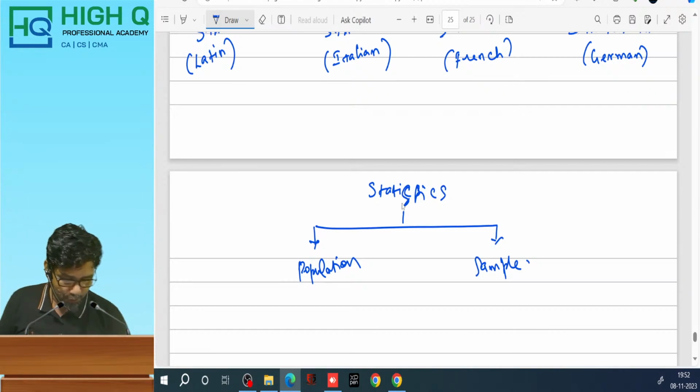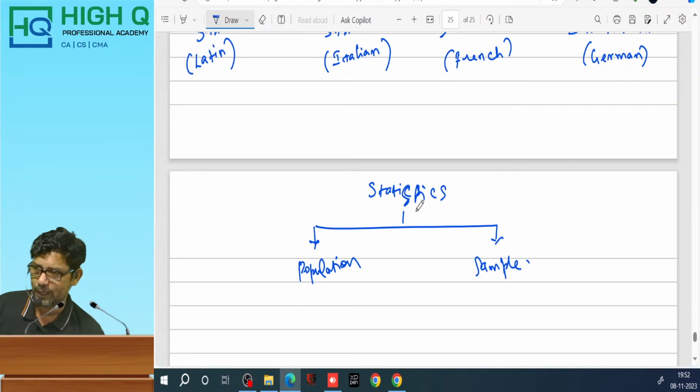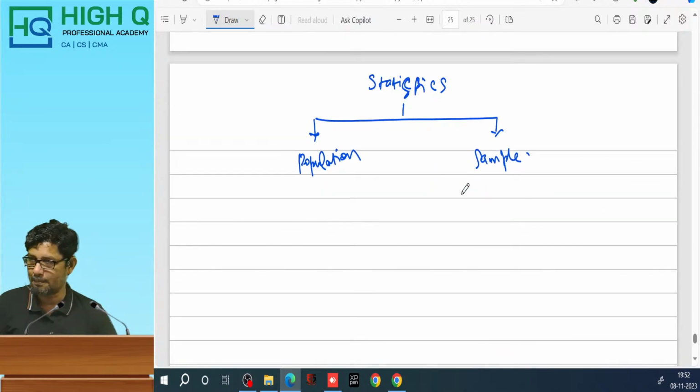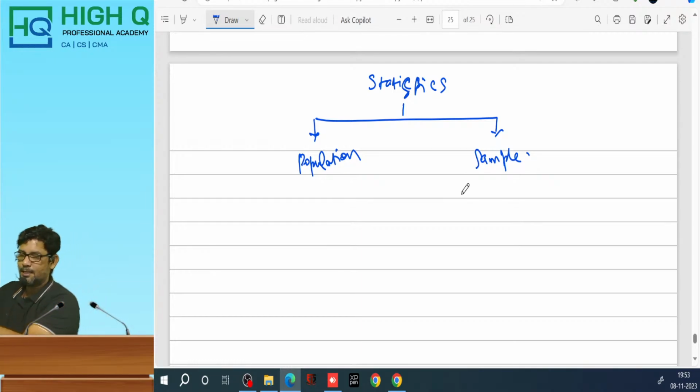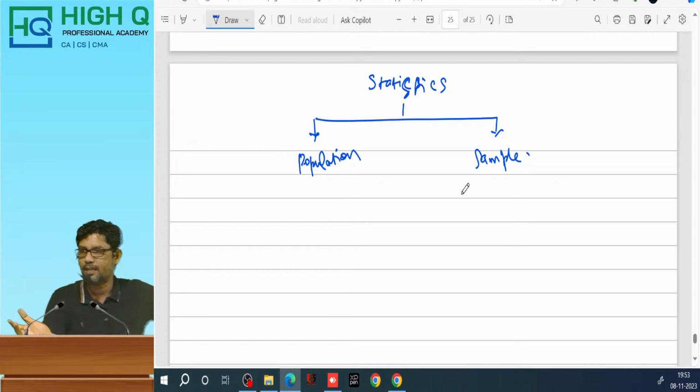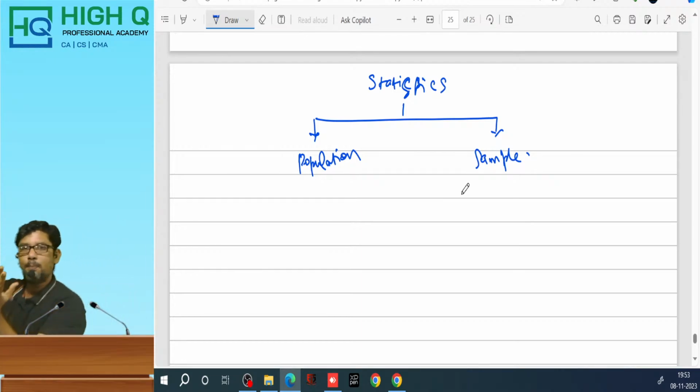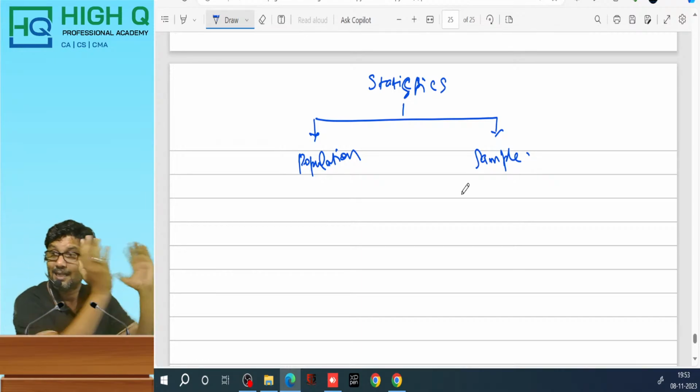Okay, my dear. Now listen here, I hope you understand the meaning of population and sample, right? Population means it's data. For a sample, we extract the data from the population. For the population, if data is available, I can find out the mean. In the same way, I can find out the mean for the sample.